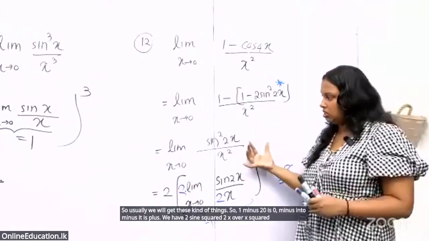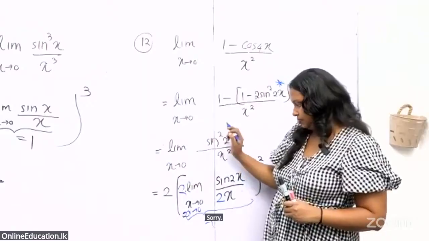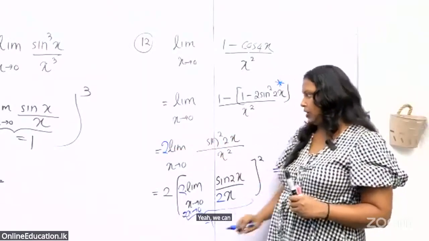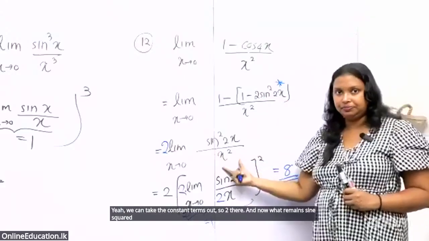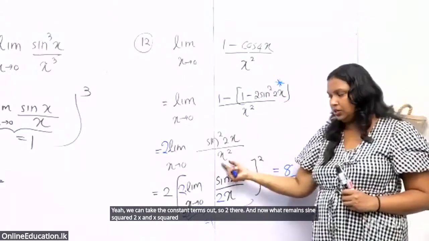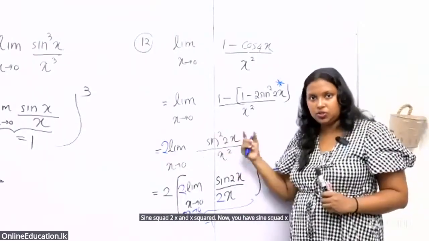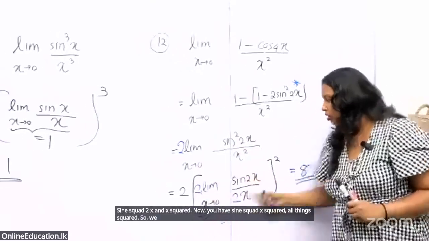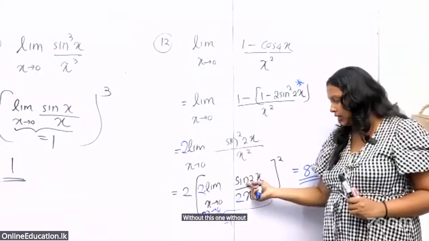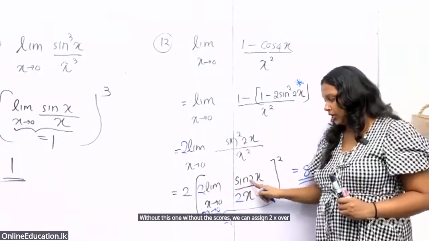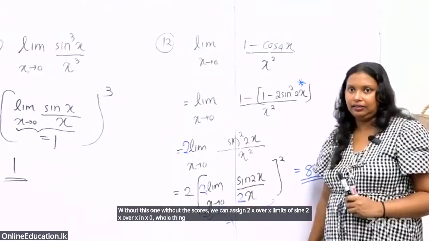We can take the constant terms out. So 2 there. And what remains? Sine squared 2x and x squared. Clear? Now you have sine squared over x squared, all things squared. So we can write, without the squares, the limits of sine 2x over x when x tends to 0, whole thing squared. We can get it like that.